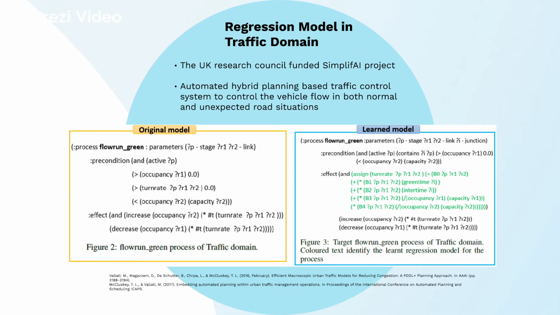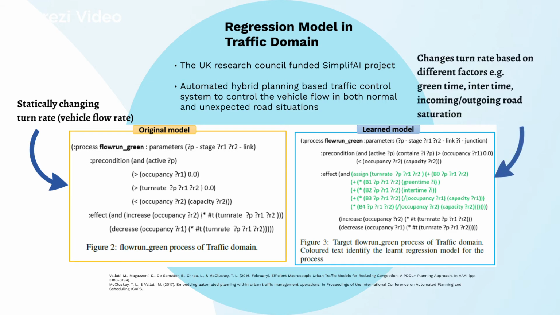As a case study, we have exploited the UK Research Council funded Simplify project. In Simplify, a hybrid planning-based traffic control system has been introduced to handle the vehicle flow in both regular and unexpected road situations. This approach has incorporated a simple description of the vehicle flow process called flow run green, which took no account of the changing features of the road network.